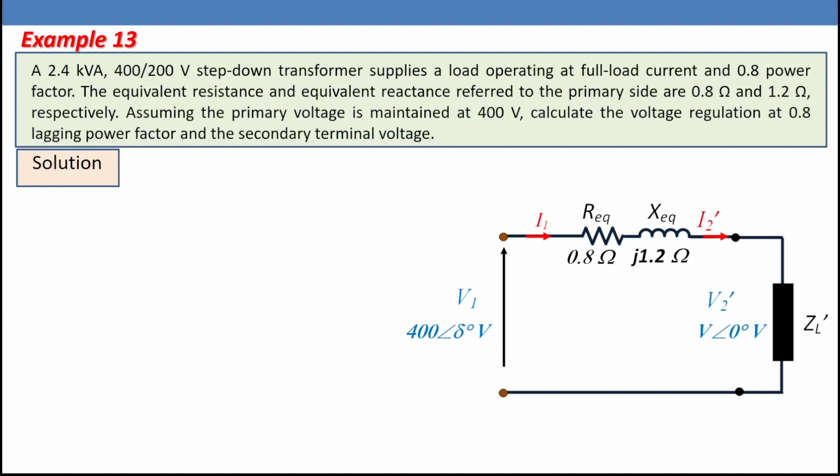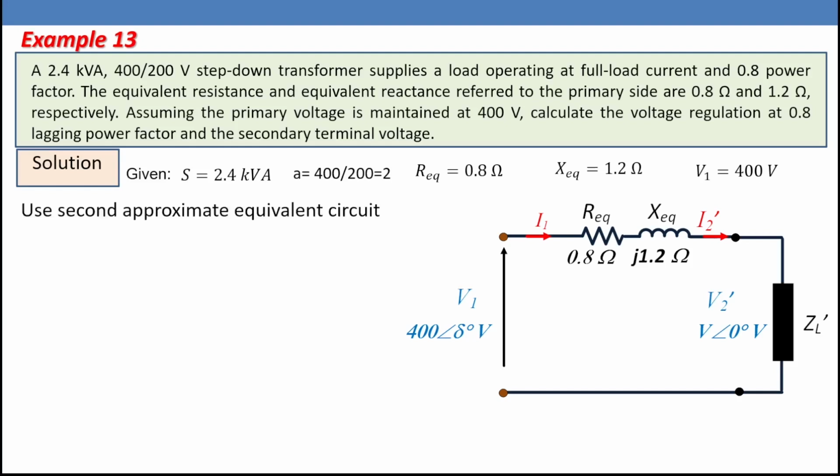The problem looks easy from outside, but it's a bit harder than the previous example. So let's start. Given S equals 2.4 kilovolt ampere, the turns ratio 400/200 equals 2. We have R equivalent, X equivalent, and the magnitude of V1 is 400 volt. We are going to use the second approximate equivalent circuit, so we need to calculate the full load current. We know the equation V1 equals V2 dash plus I2 dash Z equivalent. We know Z equivalent, so we need to calculate I2 dash at full load and substitute in this equation.